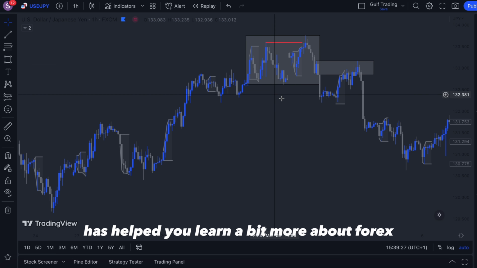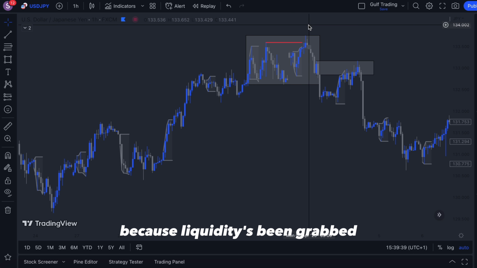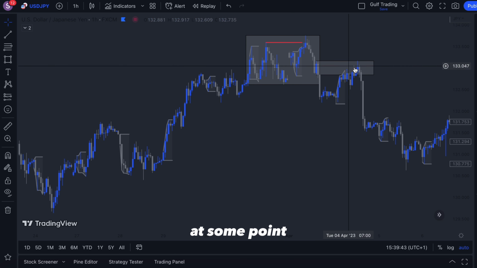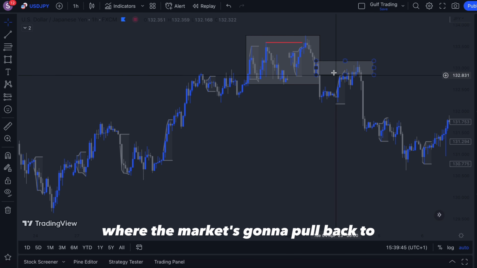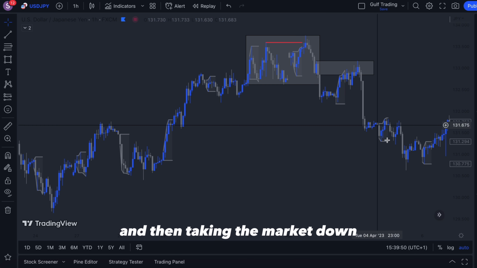So hopefully this strategy has helped you learn a bit more about forex, and hopefully you can go away and look at the charts and try and implement this. If this is something that you like the sound of and you like the look of and understand why it works, because liquidity has been grabbed, institutions getting in, and you're just trying to get in on a pullback at some point. You don't have to try and predict where the market's going to pull back to. You're just getting in from a set point structure and then taking the market down.